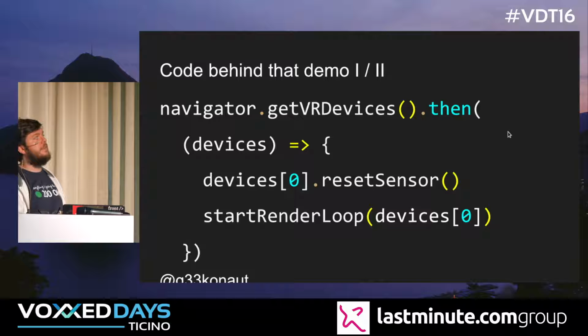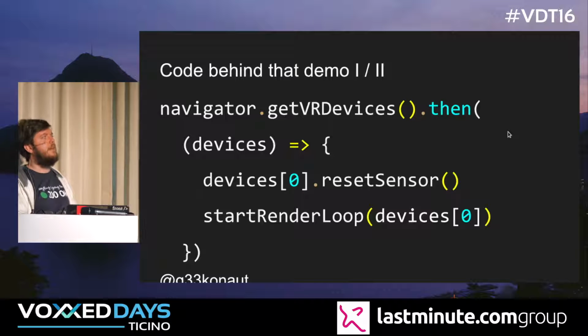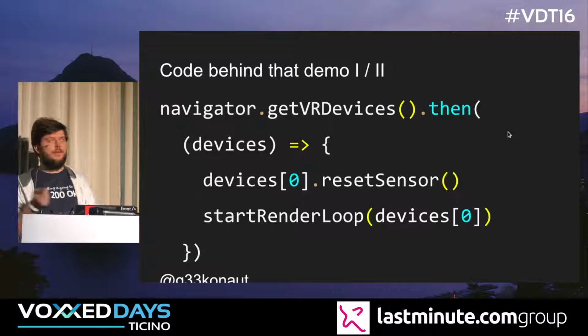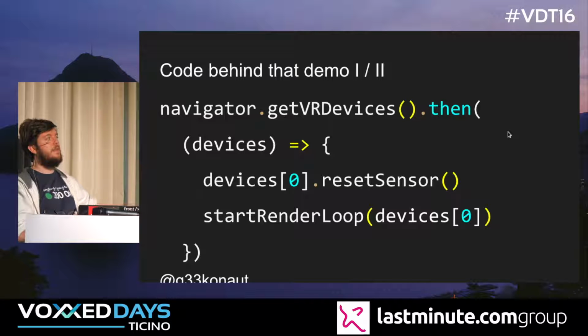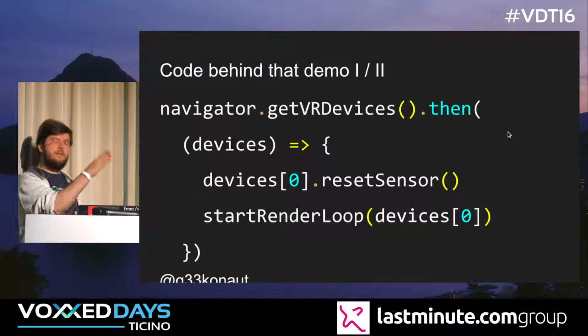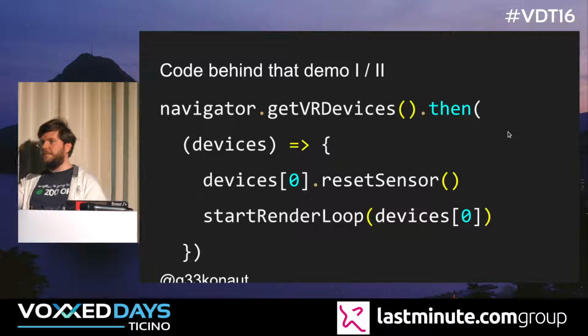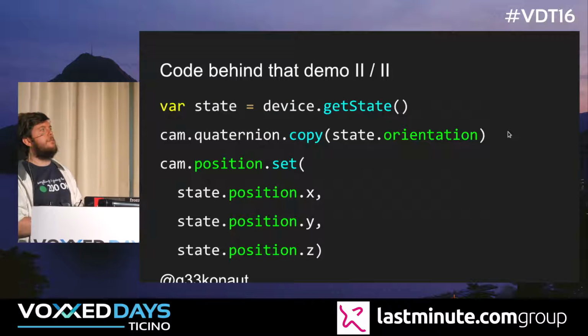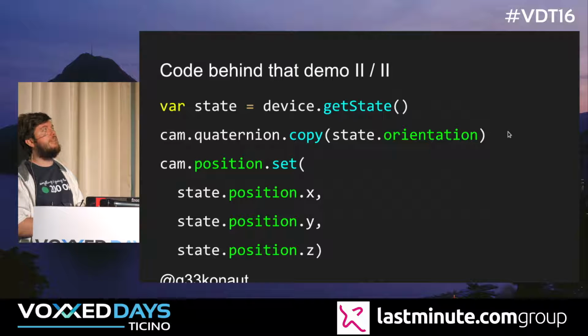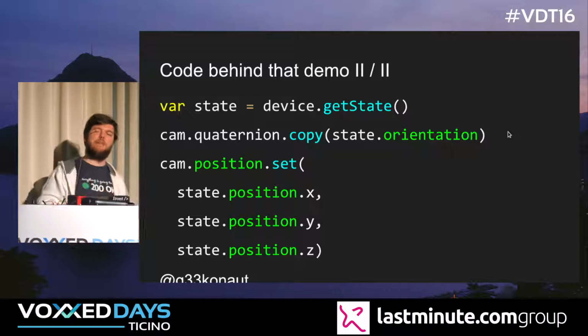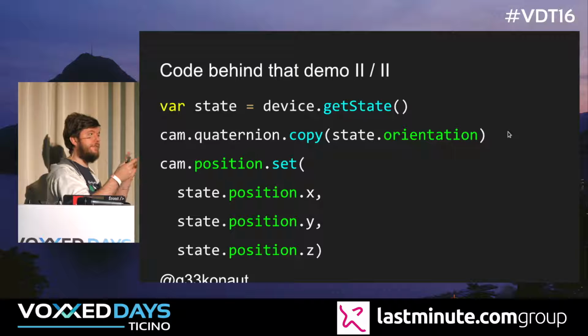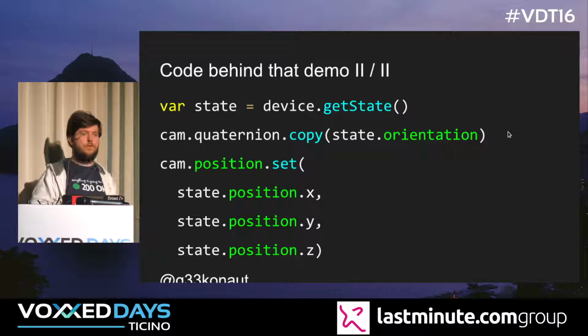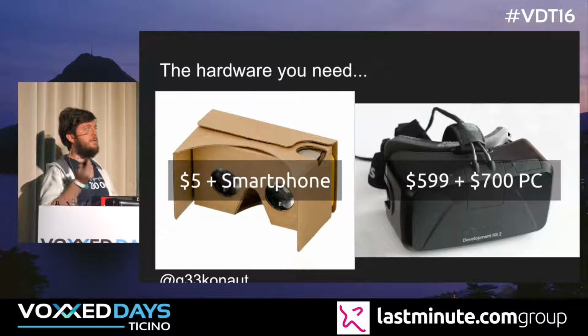You get the VR devices, hopefully you get a bunch of devices. I just ignore that you might not get a device and just take the first one. Reset the sensor so that you always start with 0 no matter where the user is looking at the first moment. And then we start our render loop, and in the render loop, we get the state from the device, which has an orientation and might have position data as well, and then you just reposition the camera to where the user is and make it look in the direction that the user looks at, and then you'll be good. That's what you need.